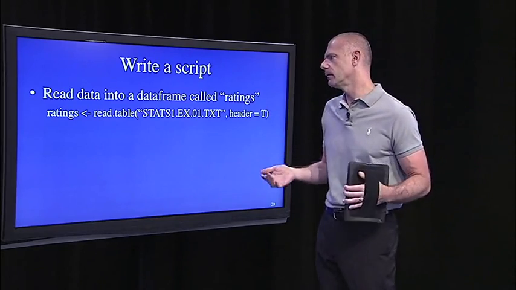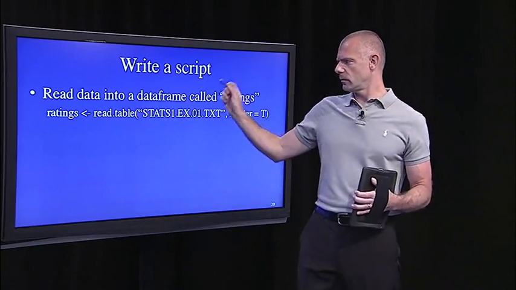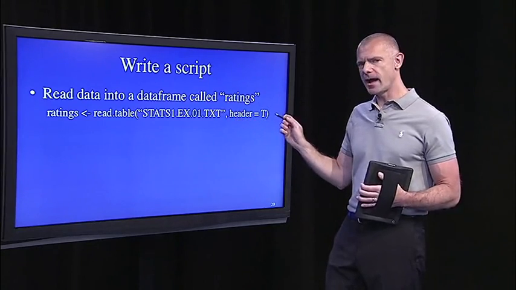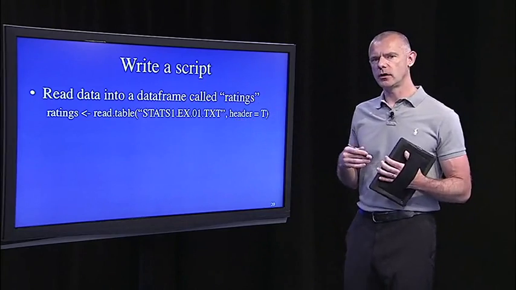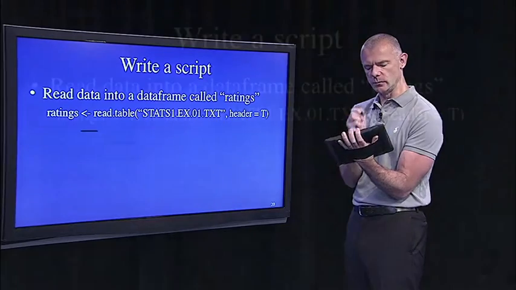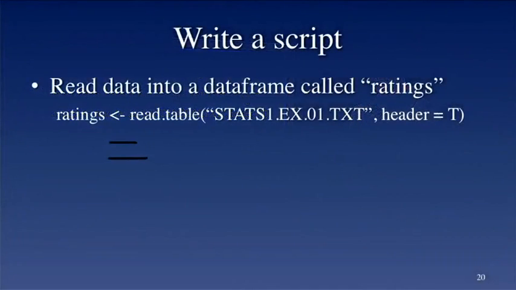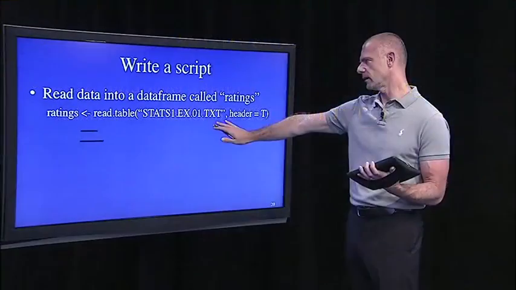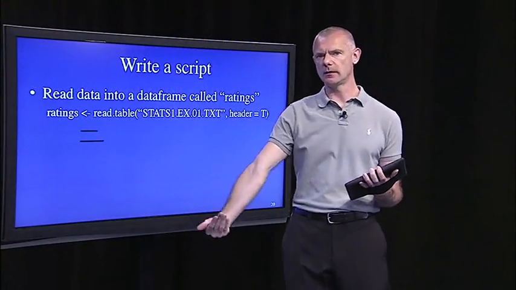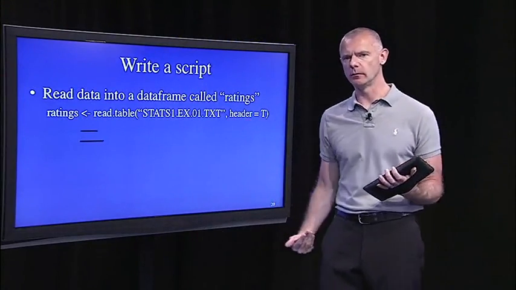I called it ratings. This what looks like a less than sign and a dash, that's actually the equivalent of saying equal to. What we're saying is, let's set ratings equal to stats1.ex.o1.text. The function in R that allows us to do that is called readTable.